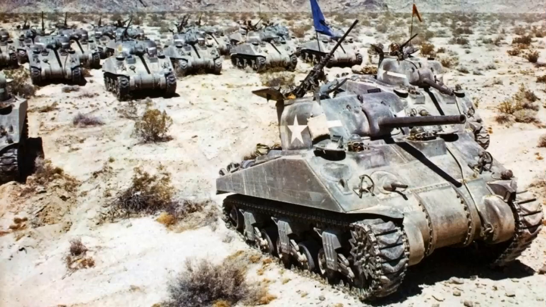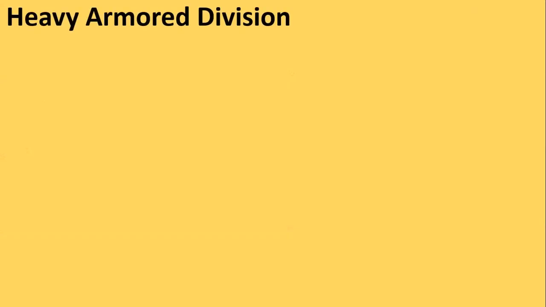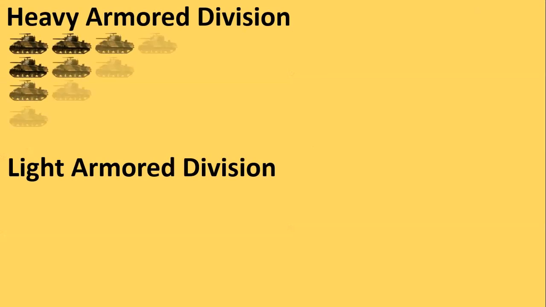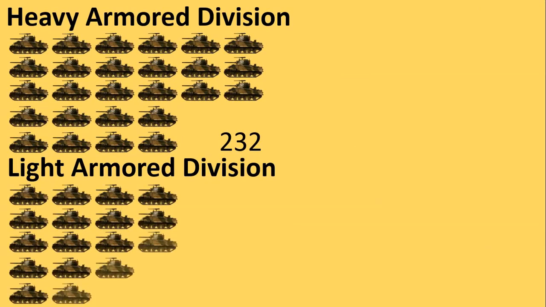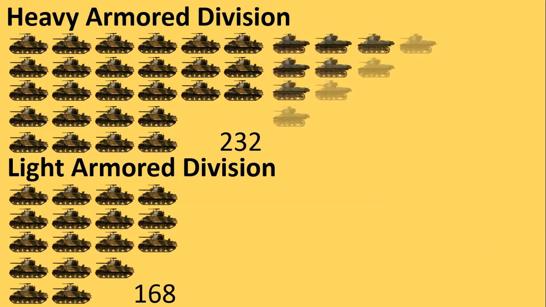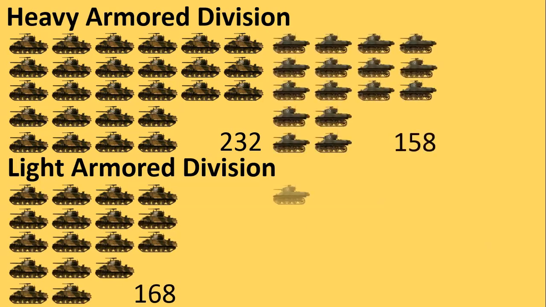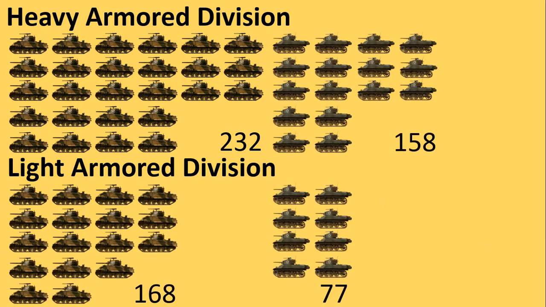The M4 Sherman tank became the main medium battle tank in 1943. The main difference between the so-called heavy and light armored divisions was the amount of tanks. The heavy armored division had 1/3 more medium tanks than the light division, and almost double the amount of light tanks than the light armored division.